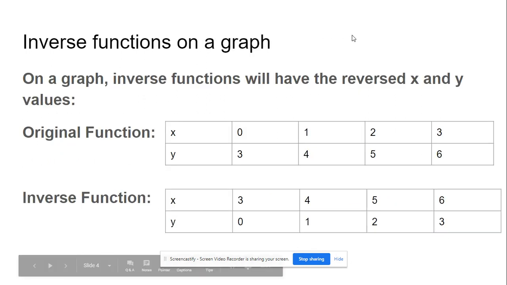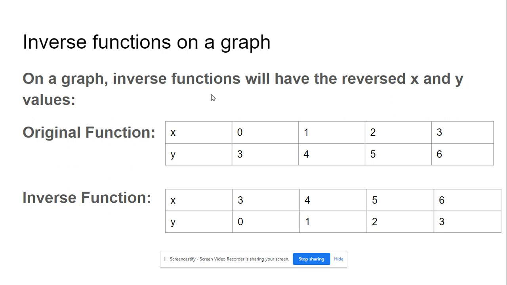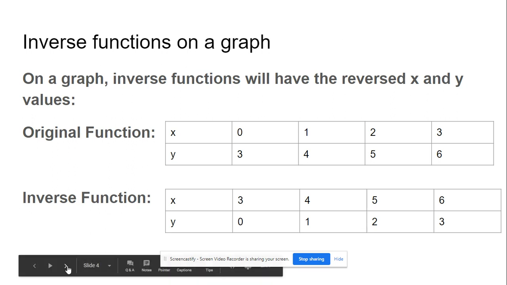On a graph, inverse functions will have the reversed x and y values. So here we have a chart of an original function that has x and y values. And then if you notice on the inverse function, those x and y values are reversed. So in the original function, the point (0, 3) would become the point (3, 0) on the inverse.